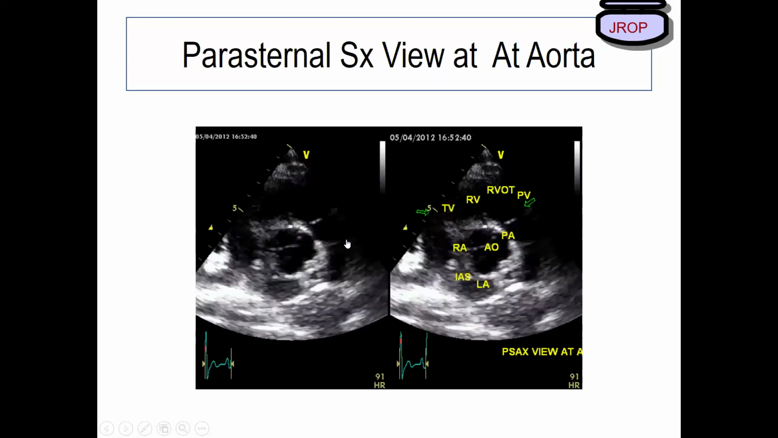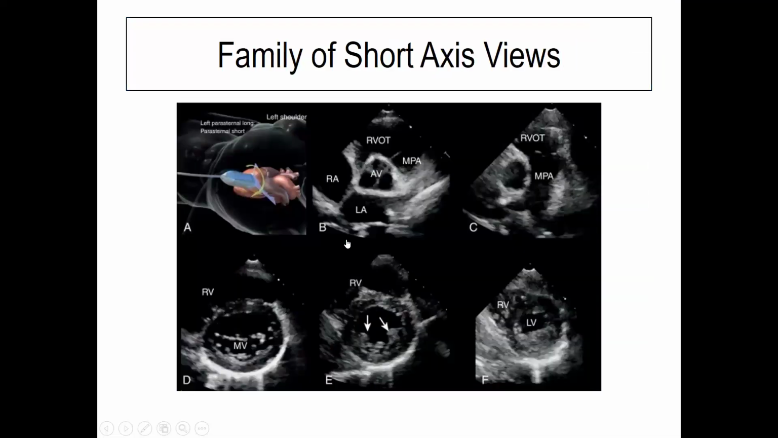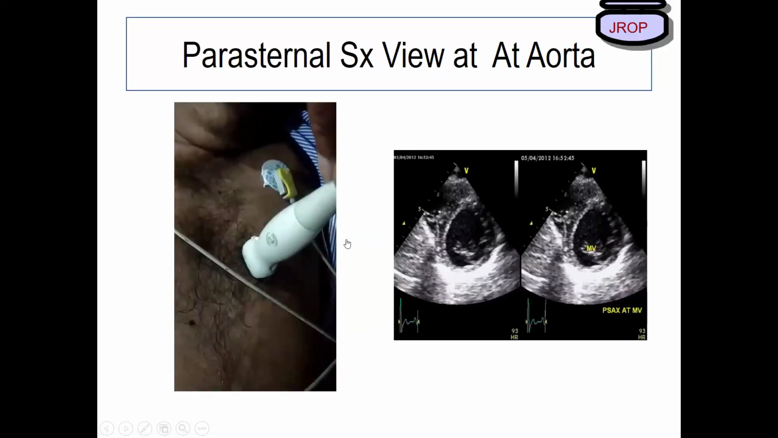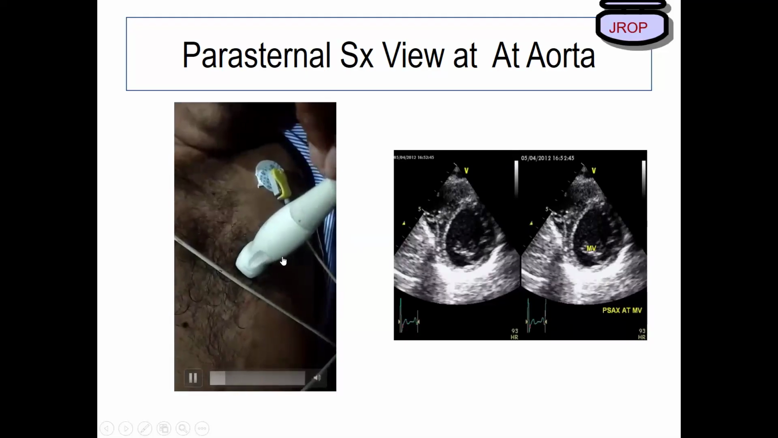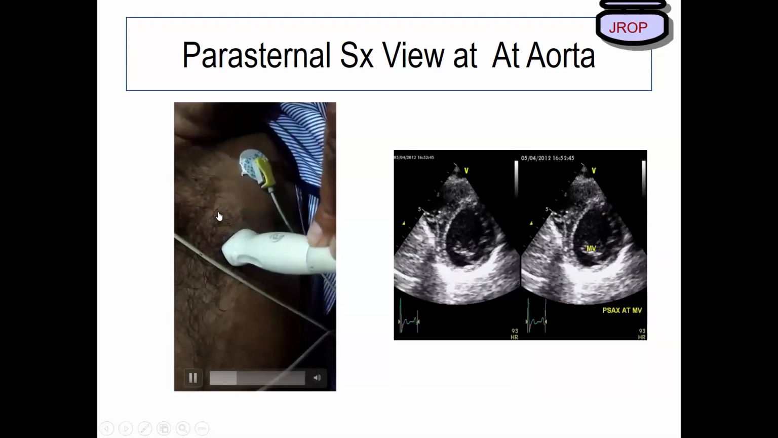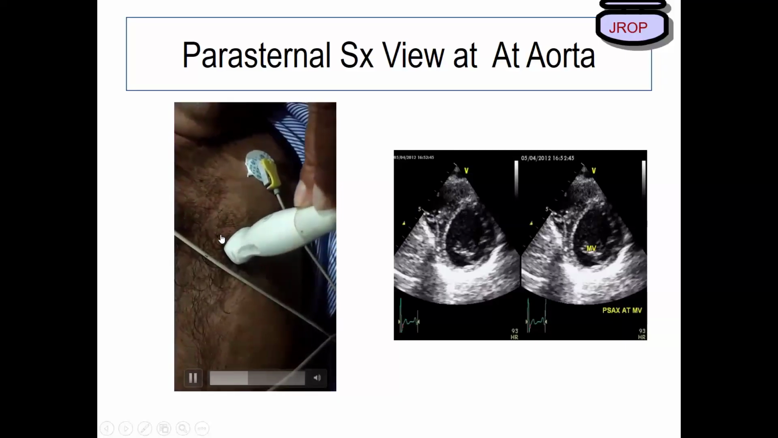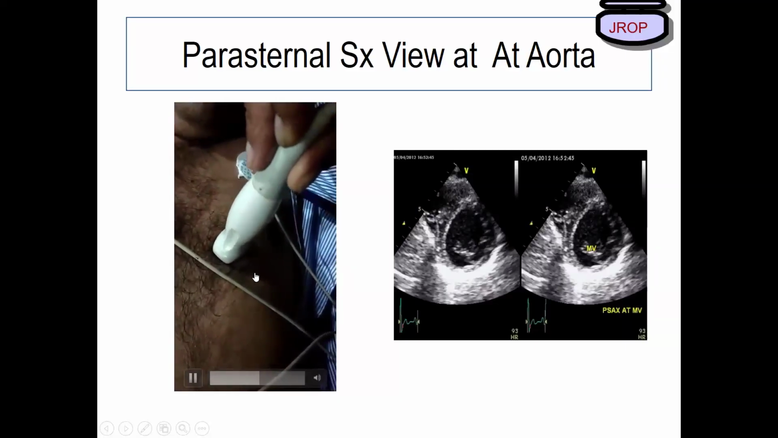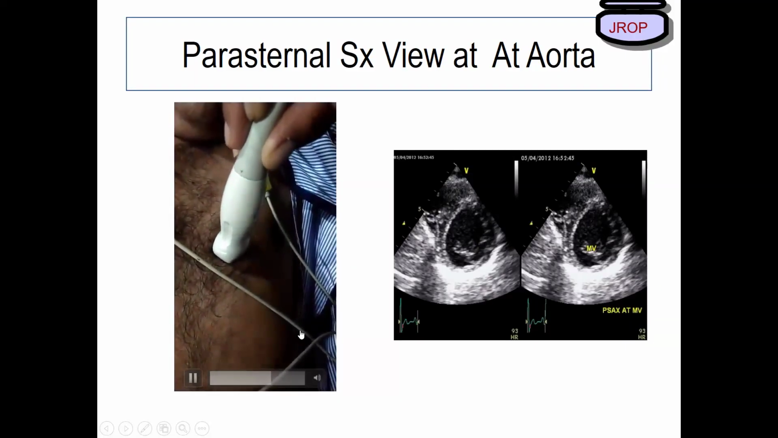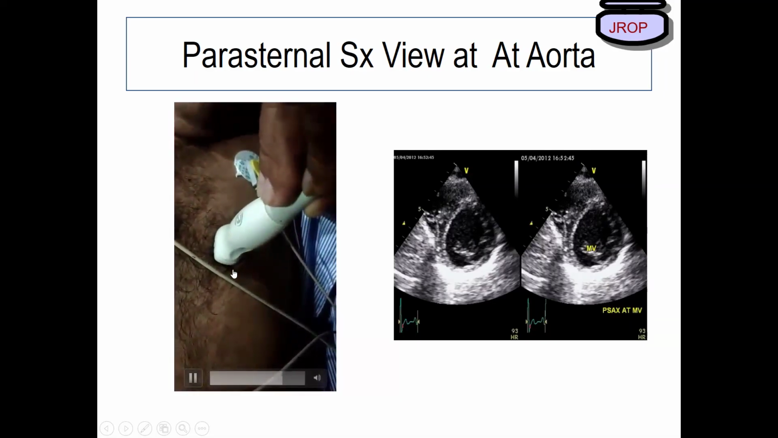I'll go back and show you all the views which you need to look at. Now look at this view. Rotate 90 degrees, footprint looking toward aorta. Now the footprint is mitral valve. Then papillary muscles, and finally the apex. We get 4 views in that.